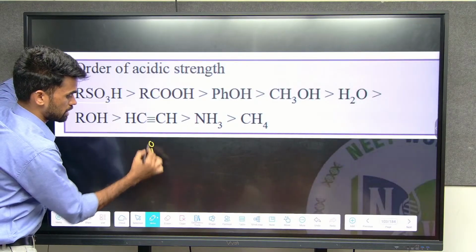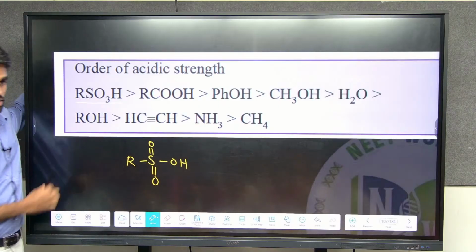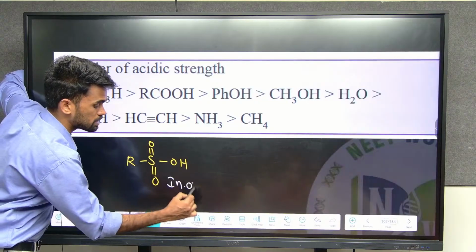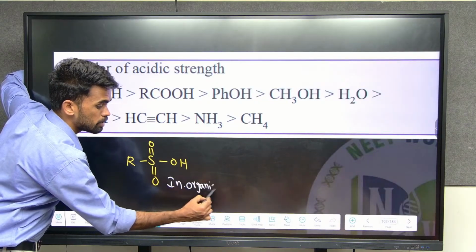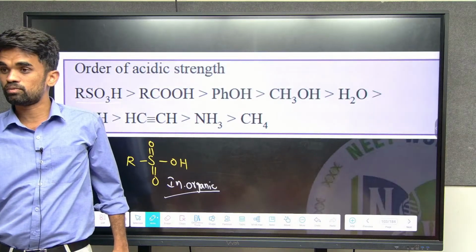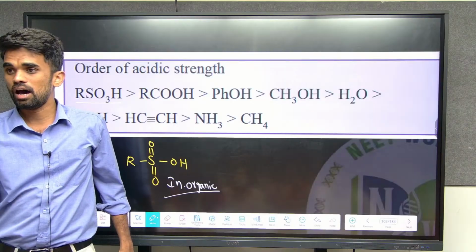Sulfonic acid means like this, you can make OH. Like this we have. Okay, so sulfonic acid is an inorganic acid. Always remember, inorganic acids are more acidic than organic acids. What I am saying? Inorganic acids are more acidic than organic acids.